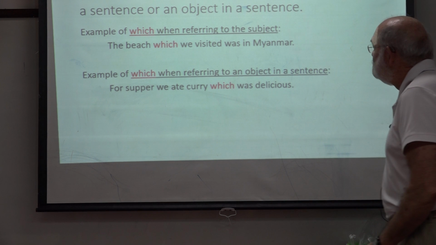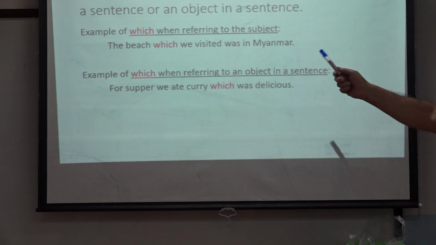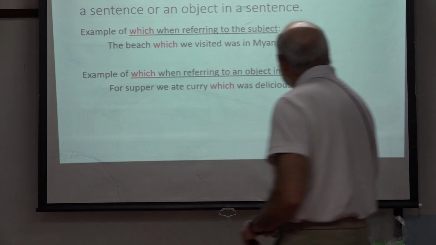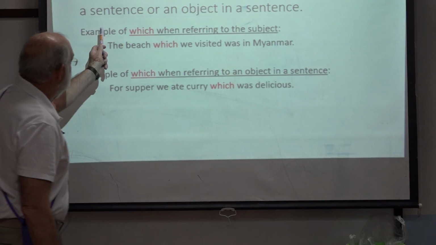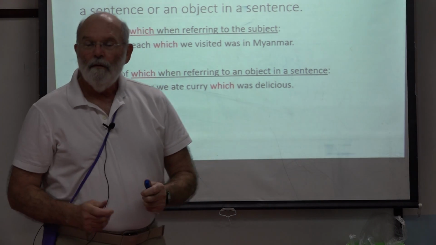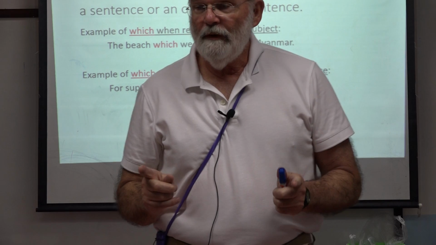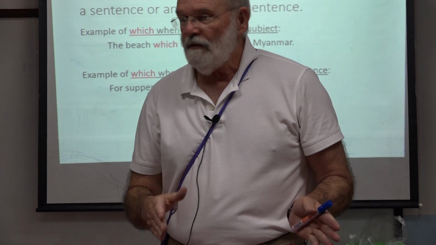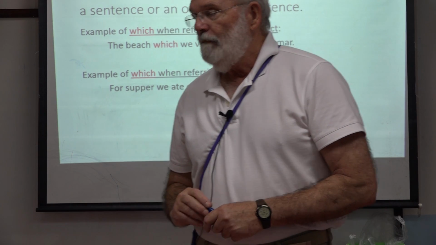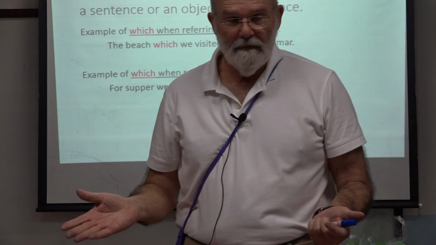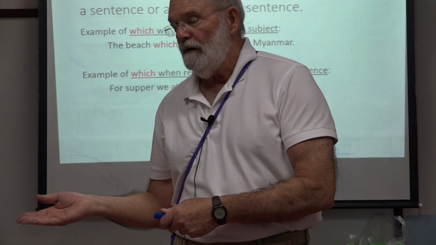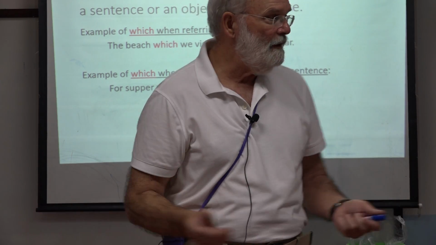Now, back to which again, which can be used to refer to both the subject of a sentence and the object of a sentence. So we have to know whether we're referring to a subject or an object when we use who or whom. But when we use which, it doesn't matter whether we're referring to the subject or the object. It just doesn't matter at all.